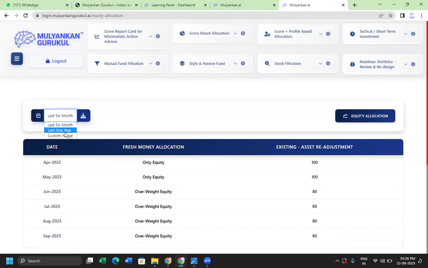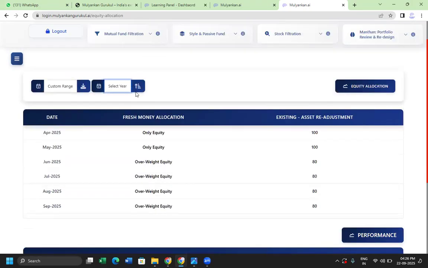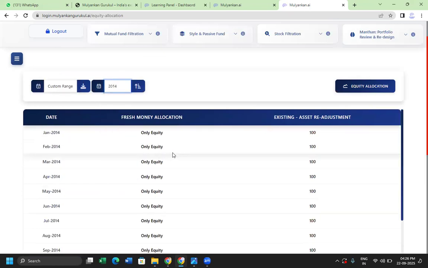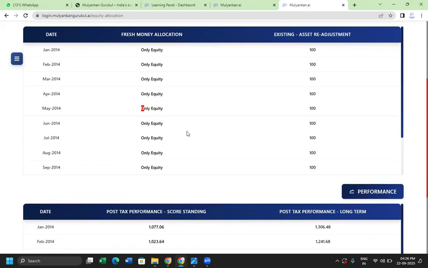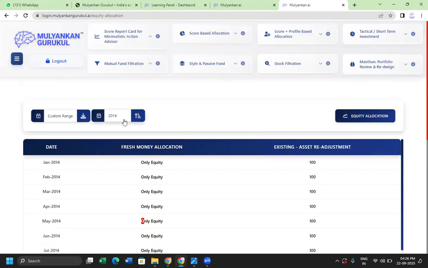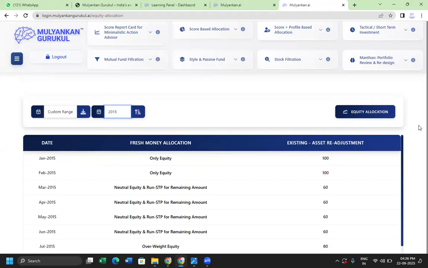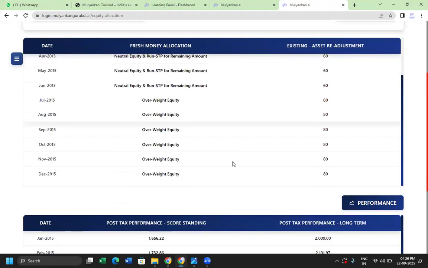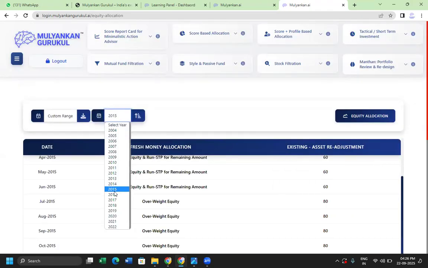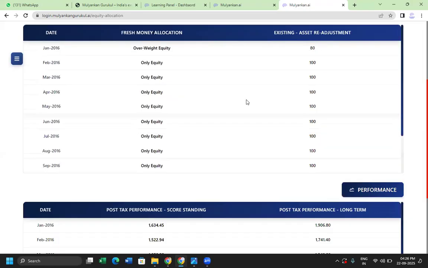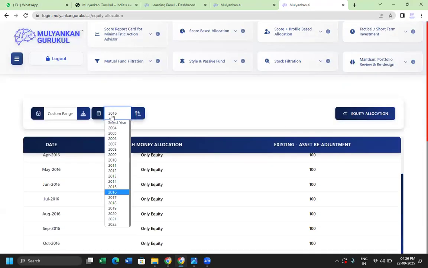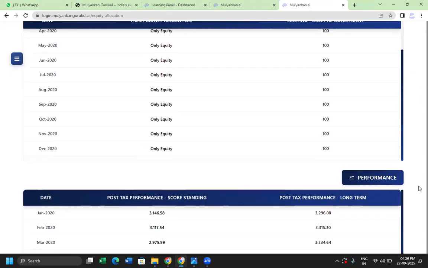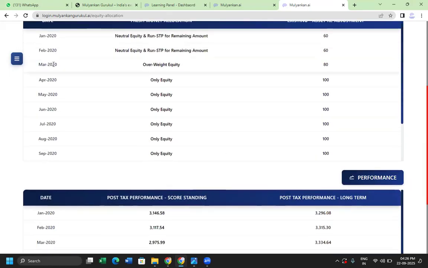So suppose you just want to interpret on the basis of score what it is telling you, what is the final decision you have to make. So 2014, it is entirely telling you 100% into equity. Let's say 2015. So from April it is telling you to go 60% to equity. In 2016, again it is telling you 100% equity. So let's say 2020. January, February, March, it was telling you to go underweight. From April, it is telling you again 100% equity.